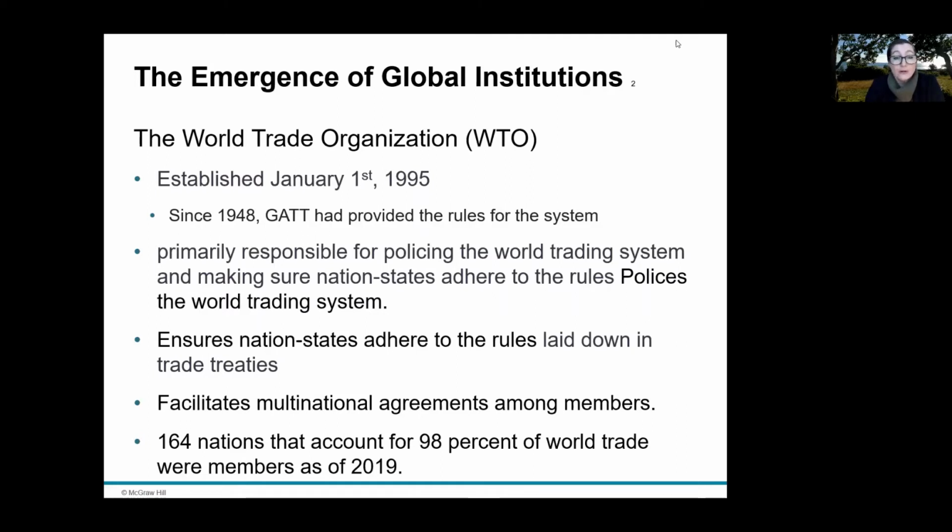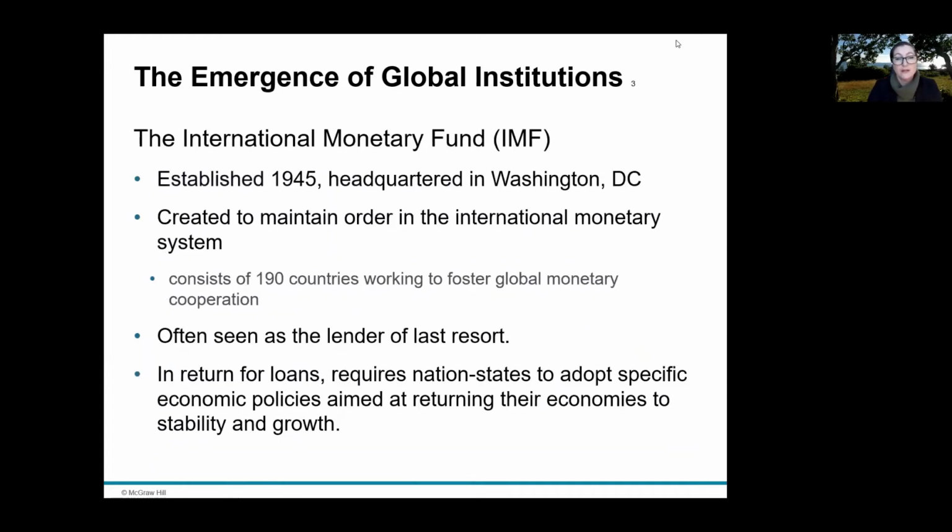So the World Trade Organization came about 50 years after GATT was implemented. GATT provided the rules, and the WTO is the institution that polices those rules to make sure that nation states follow the rules, right? So the WTO, World Trade Organization, facilitates multinational agreements amongst 164 nations. Collectively, this group accounts for 98% of world trade as of 2019.